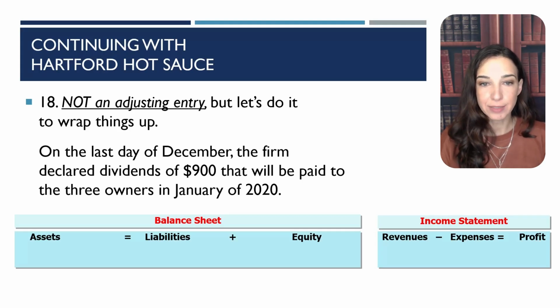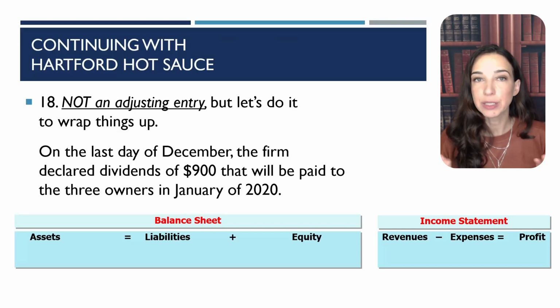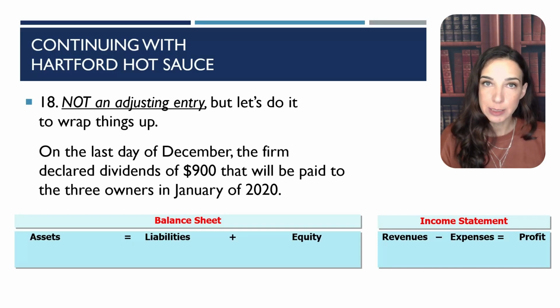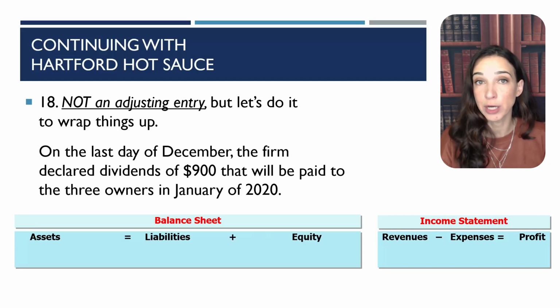So on the last day of December, the firm declares dividends of $900 that they will pay to the three owners in January of 2020. First of all, do they report anything on the income statement? Absolutely not. Dividends are not an expense. They do not show up on the income statement. They're not part of the cost of running your business.